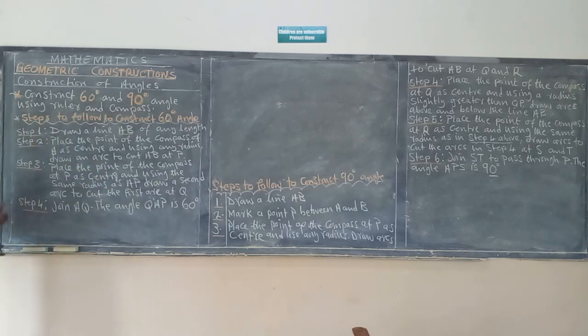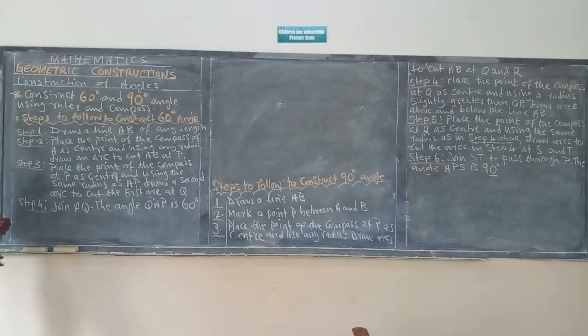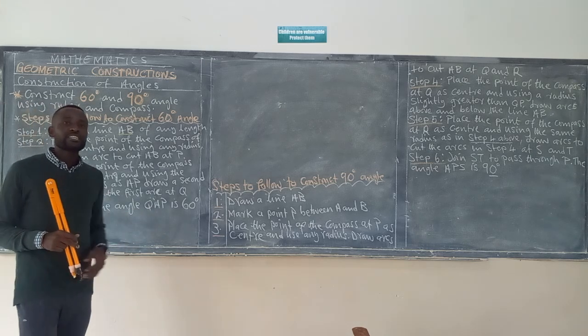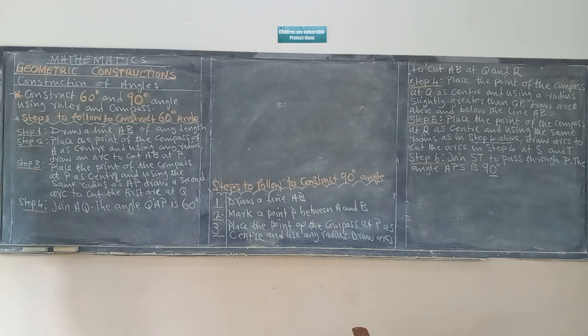I'm giving you these steps so that you don't find it difficult to construct any kind of angle when you have this good example. The next thing will be angles without steps. Just say construct a 150 degrees angle, but I won't give you steps. So follow these steps and you will know how to do it.